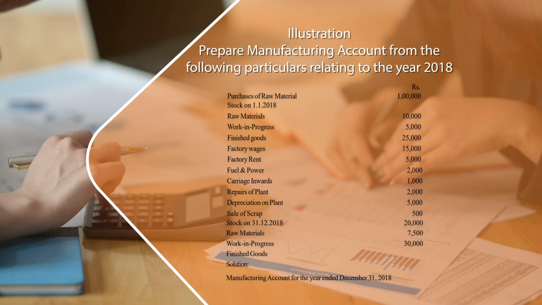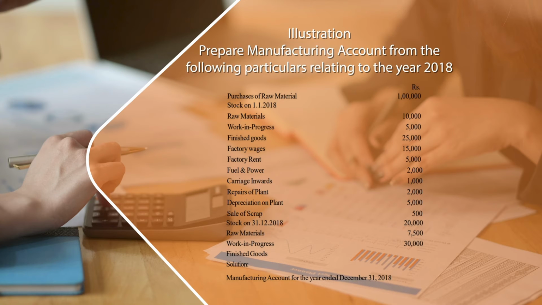So let us see: purchases of raw materials, 1 lakh. Then stock on 1/1/2018, it means opening stock. Opening stock of raw material is 10,000. Work in progress is 5,000 and the finished goods is 20,000. So these are the opening stock of raw material, this is work in progress, this is finished goods.